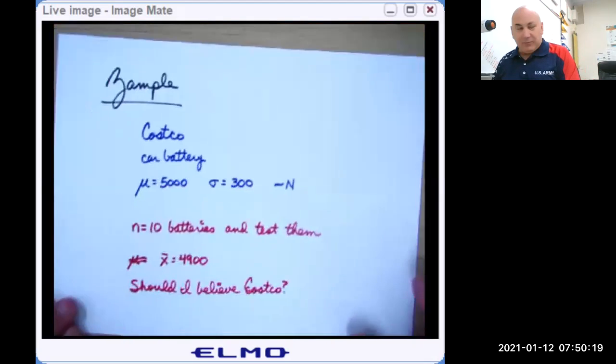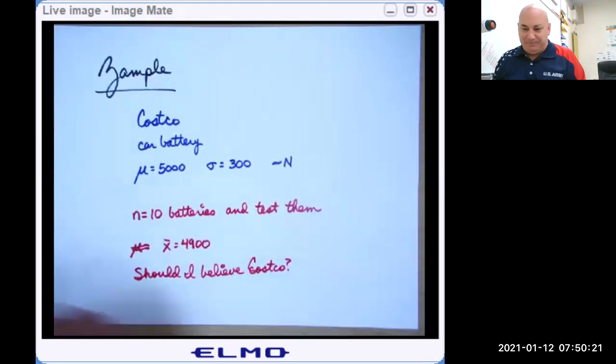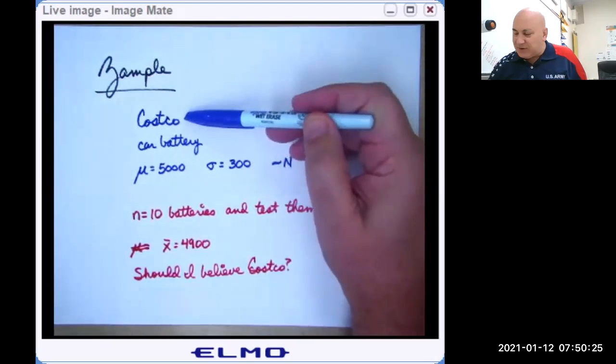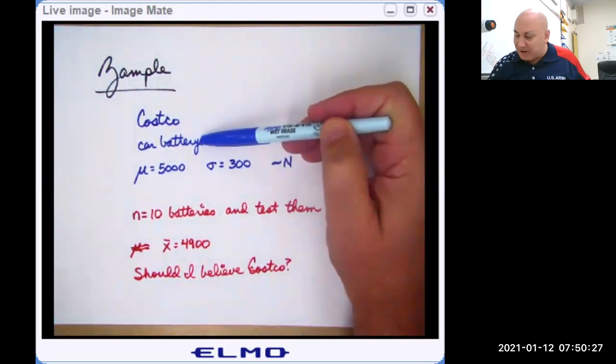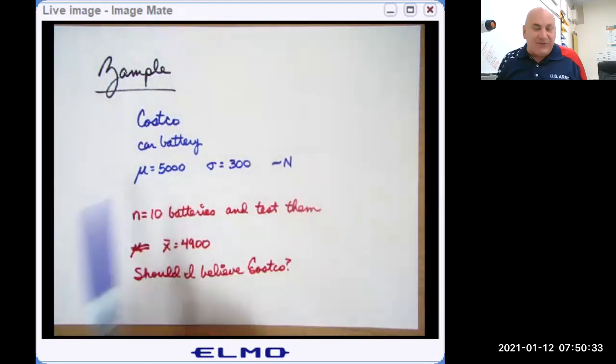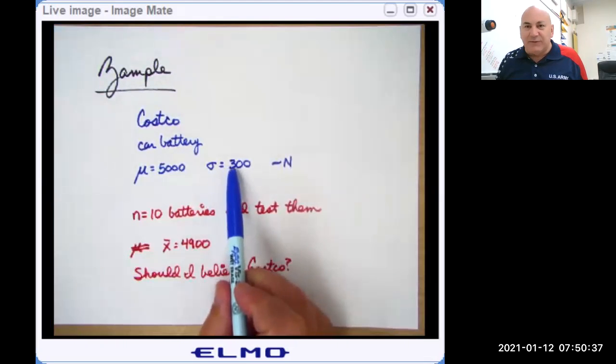So let's talk now with an example problem of how we can utilize this. We're going to do an example. We're going to go to Costco, and Costco advertises that this car battery they sell has an average of 5,000 starts with a standard dev of 300.